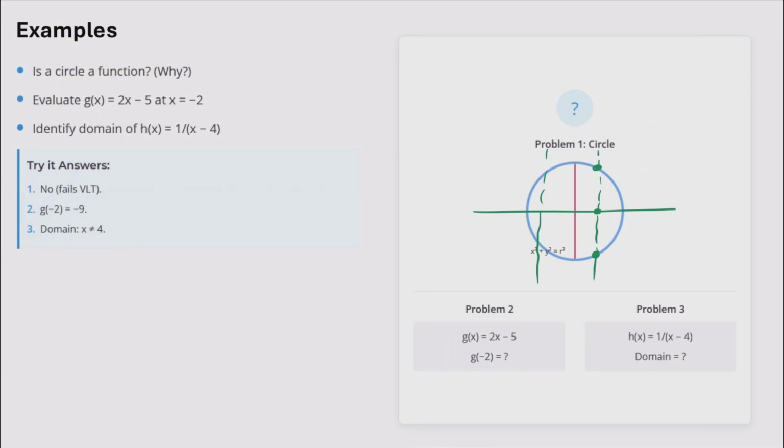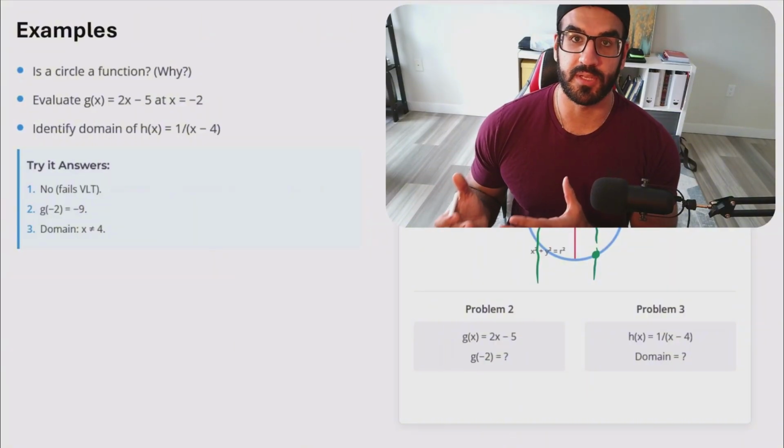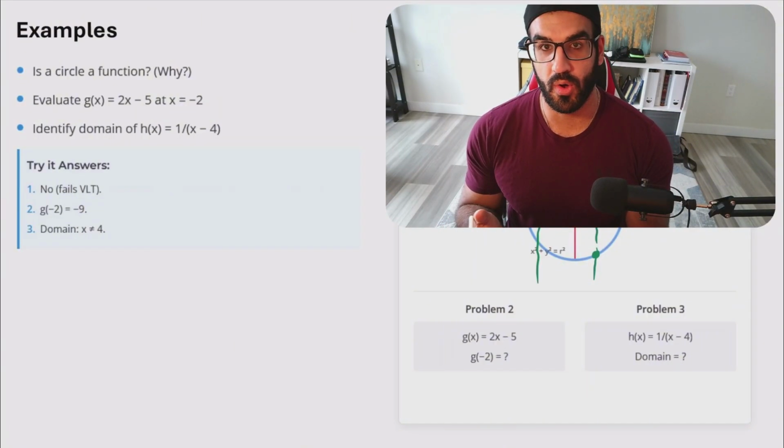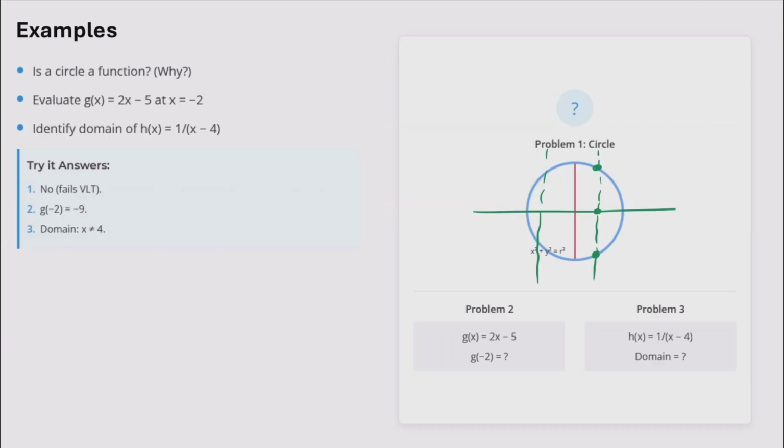After that, we have to evaluate g of x equals 2x minus 5. It's easy. The only thing you have to do is use the substitution method. What was that? It means that instead of the variable itself, you use a number. At this point, I have negative 2. It would be 2 times negative 2, subtracted by 5, and you have your final number.